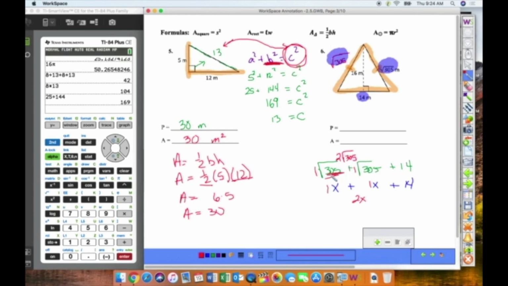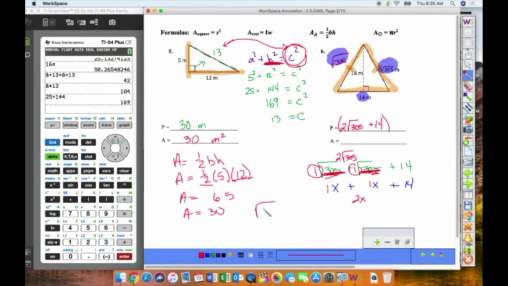You don't add these numbers underneath the radical together. You just add the coefficients of those radicals. So the perimeter of this guy exactly is 2 square roots of 305 plus 14. And I like to keep that in parentheses to realize, hey, there's an entire group right there. So you can add those together.